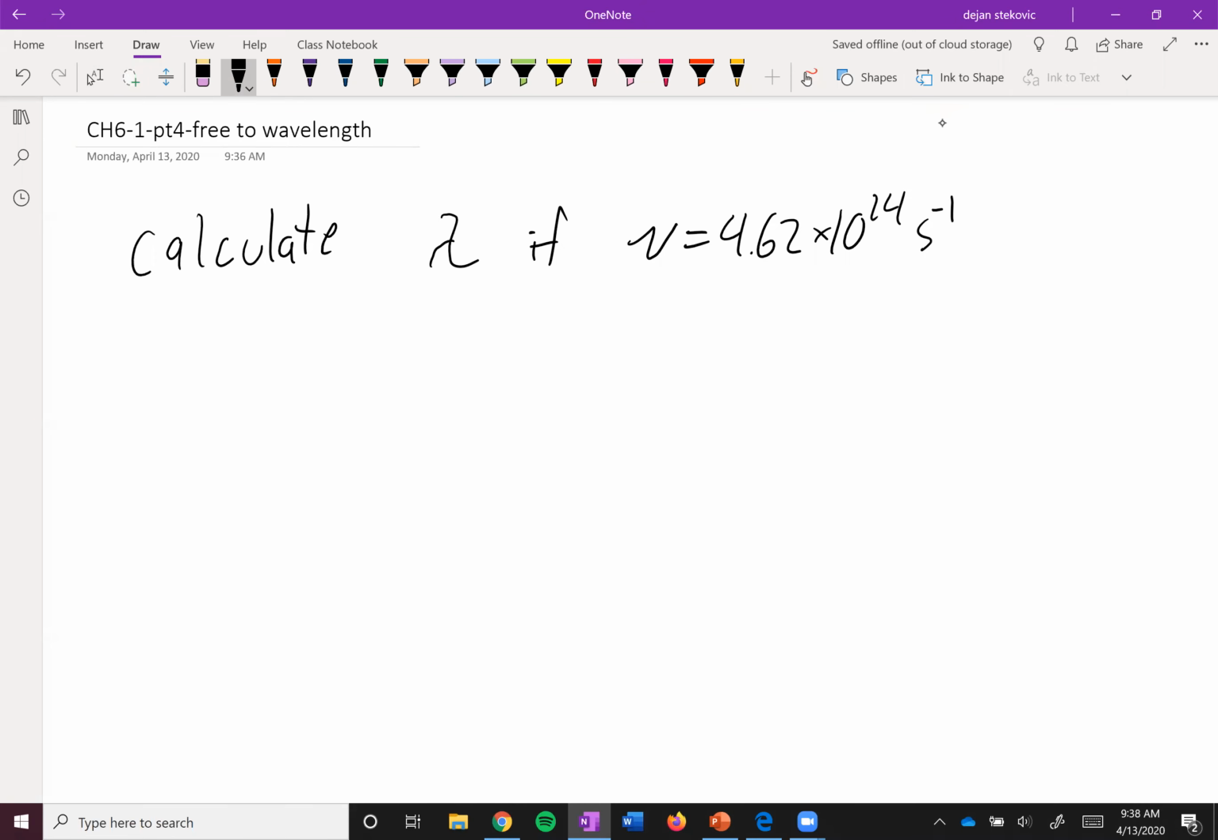All right, so one thing you should be able to do is go from wavelength to frequency and back and forth. So an example question might be to calculate the wavelength if the frequency is 4.62 times 10 to the 14 hertz or per second, right?